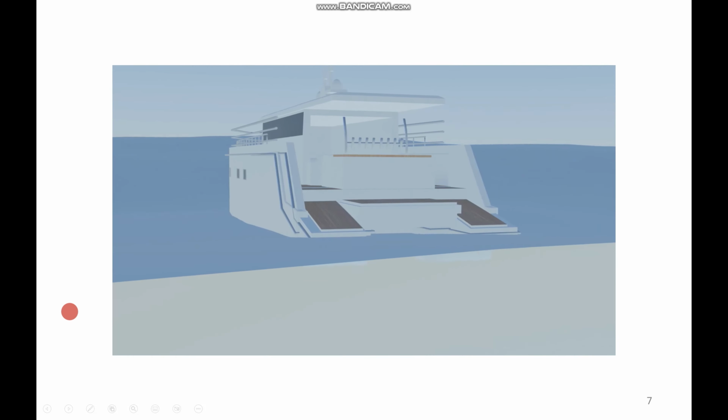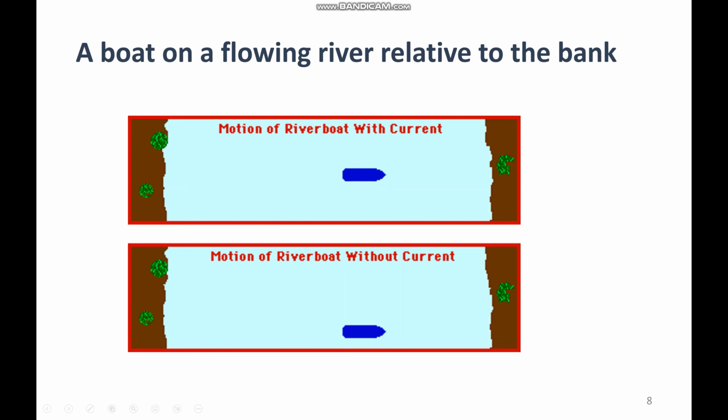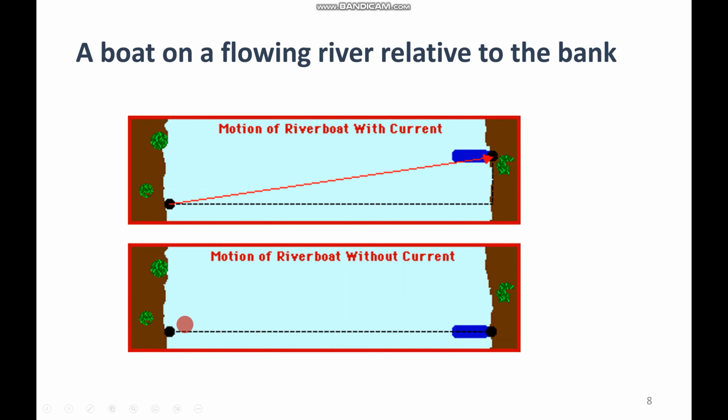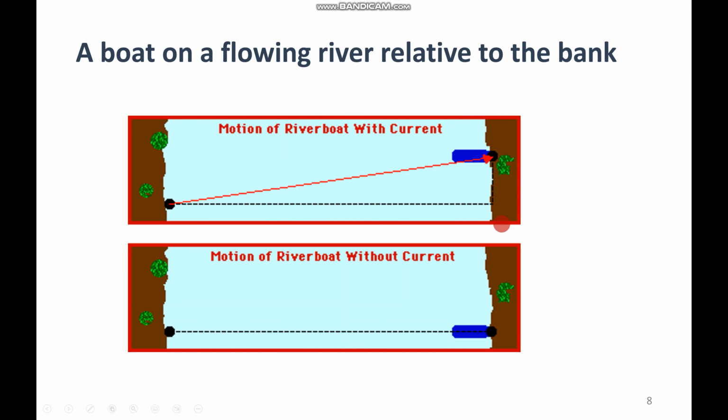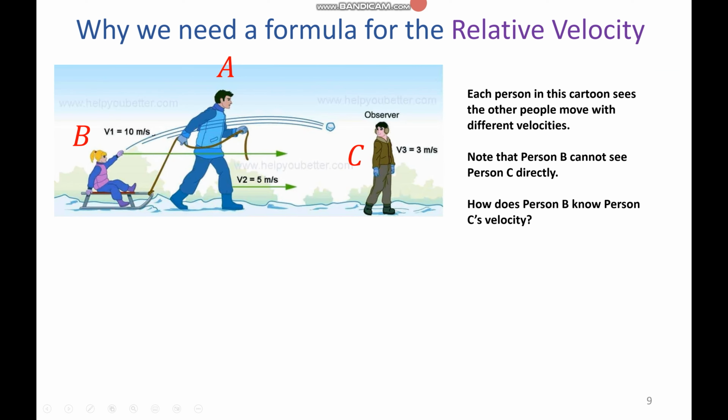All right, so maybe this might be an easy example to understand, a little bird's eye view. Normally without a current, you're going from point A to point B, straight across horizontally. But if you have a current, in this case, your river is going up in this direction, it's going to push you this way, and you're going to get this nice little triangle vector. Okay. All right, so let's look at a more concrete example. You'll see that every person in this cartoon here is going to be seeing the other people move in different ways. And note that person B here cannot see person C directly. So if person B wanted to know C's velocity, how would she go about doing that?